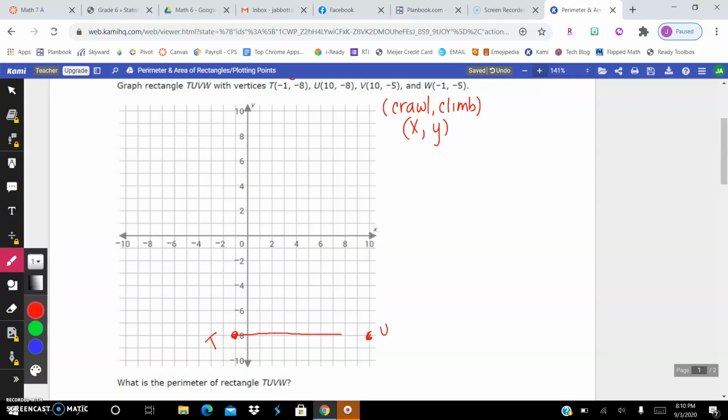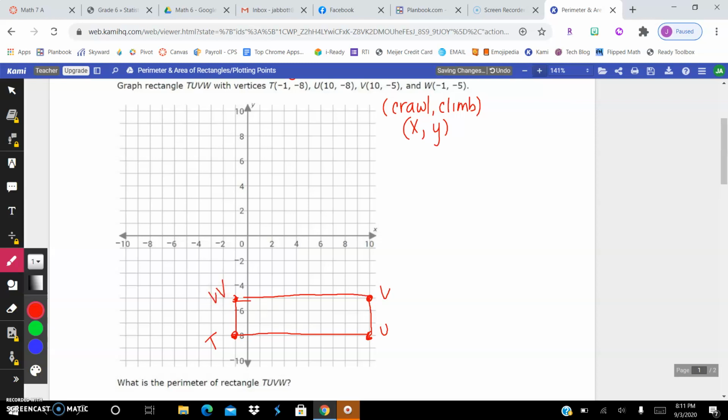We can connect those two. V is going to crawl 10 and climb -5. We'll be over here. Connect those two. And then W is crawl -1, climb -5. So we're going to be right to there. And we can finish our rectangle. And that is point W.